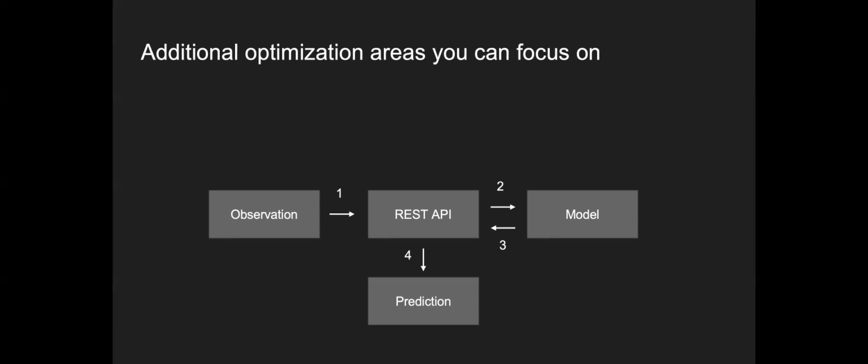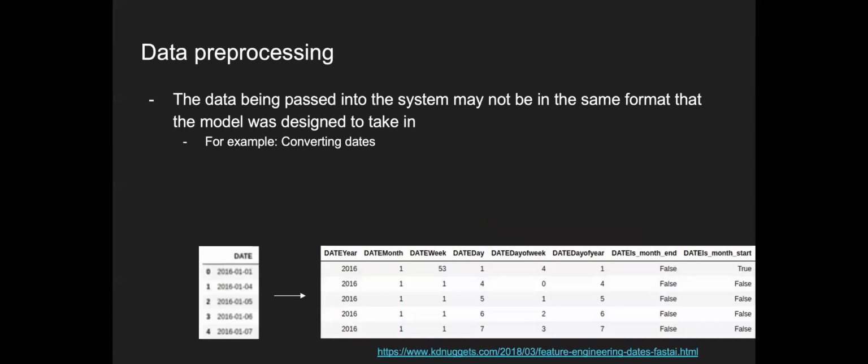So additional optimization areas you can focus on are pre-processing and post-processing, as you have seen in the assignments you have been working with. Data pre-processing is needed because the data being passed into the system may not be in the same format as the model was designed to take in. This could, for example, be converting dates. As you can see here, you start off with some string dates, then you convert them into features to get more information.